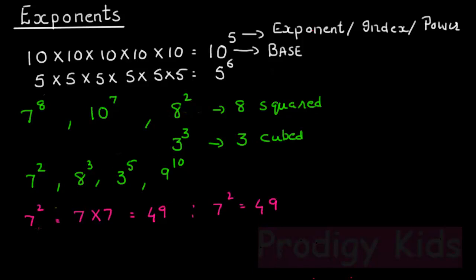Let's take another exponential number like 4 cubed. What does 4 cubed mean? It means that 4 is repeated thrice. That is 4 times 4 times 4. So what is it? 4 times 4 times 4 is 64, which means that 4 cubed is equal to 64.